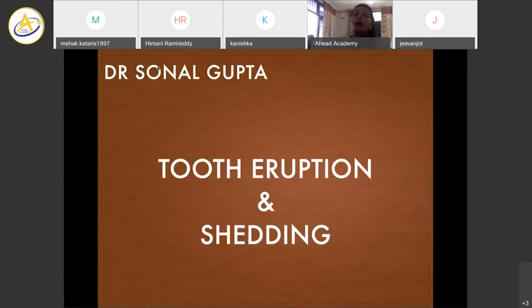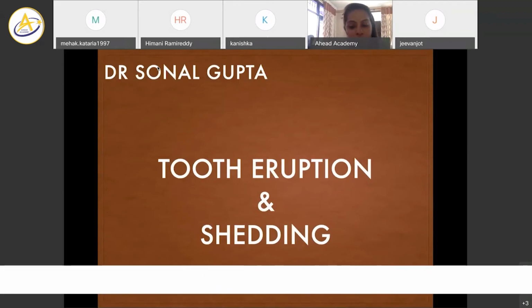So we're going to talk about the basic mechanism of tooth eruption and shedding. Before starting this, I would like to say that we all know that tooth eruption is a process in tooth development only, right? In layman's terms, it is the process in which the teeth enter your mouth and become visible. So they enter your oral cavity and become visible. It's currently believed that the periodontal ligament plays a very important role in tooth eruption.